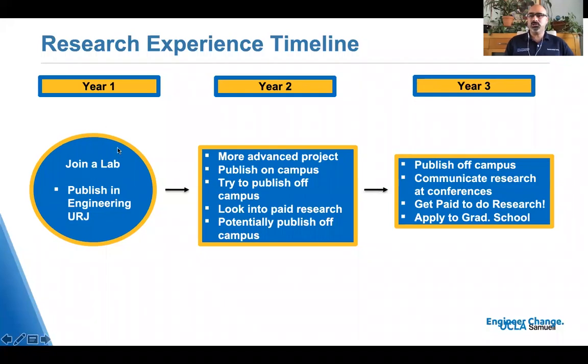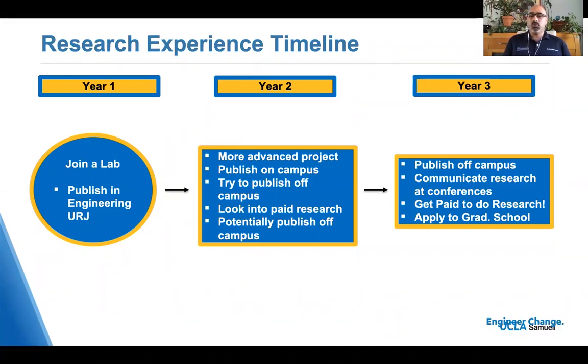Typically a student will join a research lab during the academic year, and it takes them at least a quarter, if not 2 quarters, to on-ramp. And then, after 2 quarters, they have enough work that they can publish in our engineering undergraduate research journal, which we published this past June, earlier this month, for the School of Engineering here at UCLA.